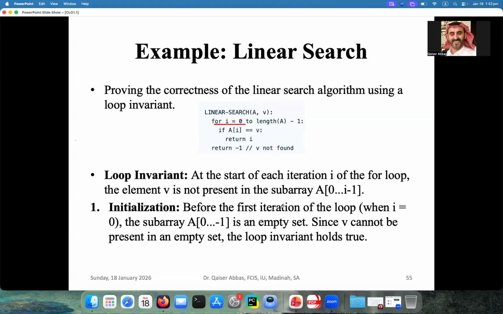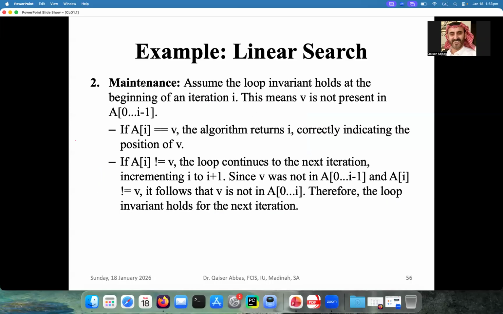So I am saying, okay, in the first iteration of the loop, i was 0 and the subarray was 0 to minus 1, and this was an empty set. If it is an empty set, my element V is not there. My element V cannot be there in the empty set. And this is my loop invariant, which means the loop invariant is true. Okay. Step 1 is clear or not? Moving towards step 2, maintenance.